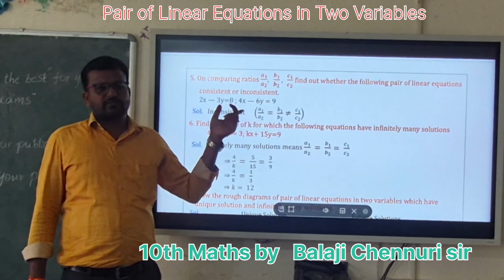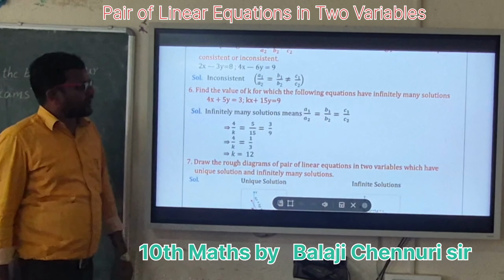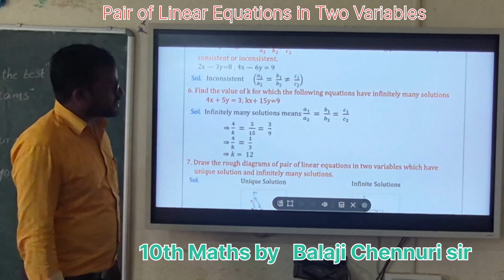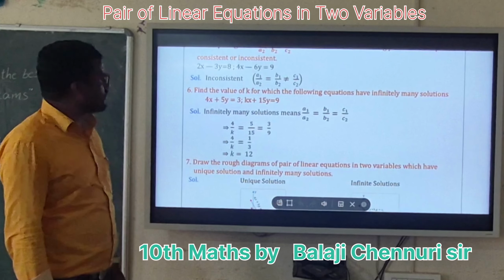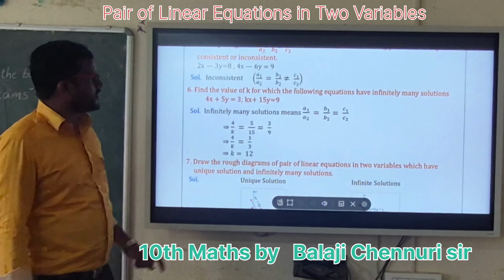Parallel. That means having no solution. That means the system of equations is having no solutions, or no solution, and is inconsistent. Okay. Find the value of k for which the following equations have infinitely many solutions. By keeping which value of k may you get infinitely many solutions?